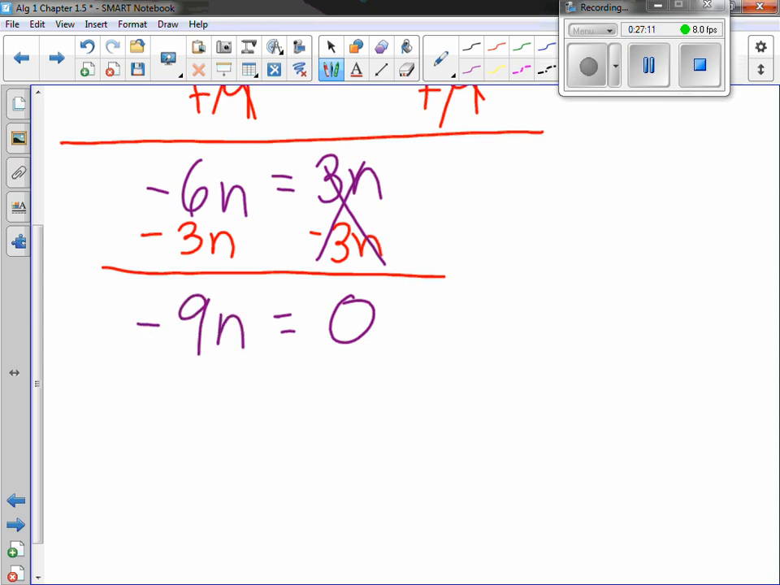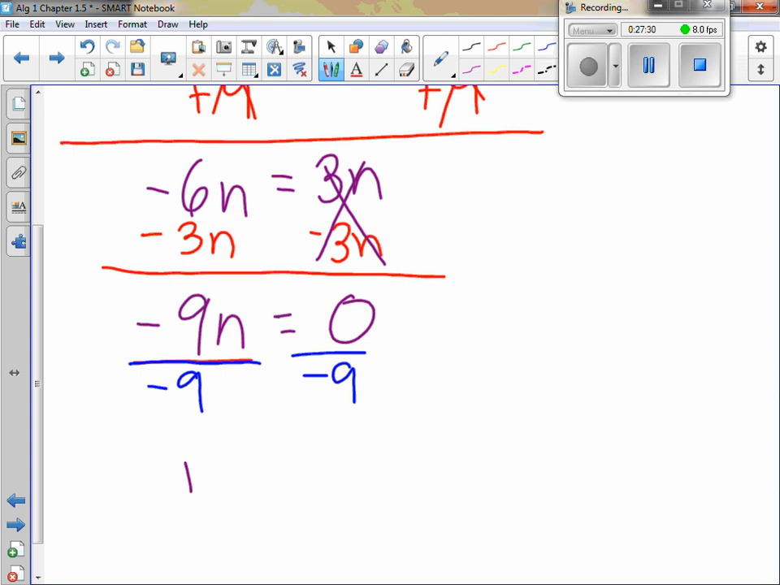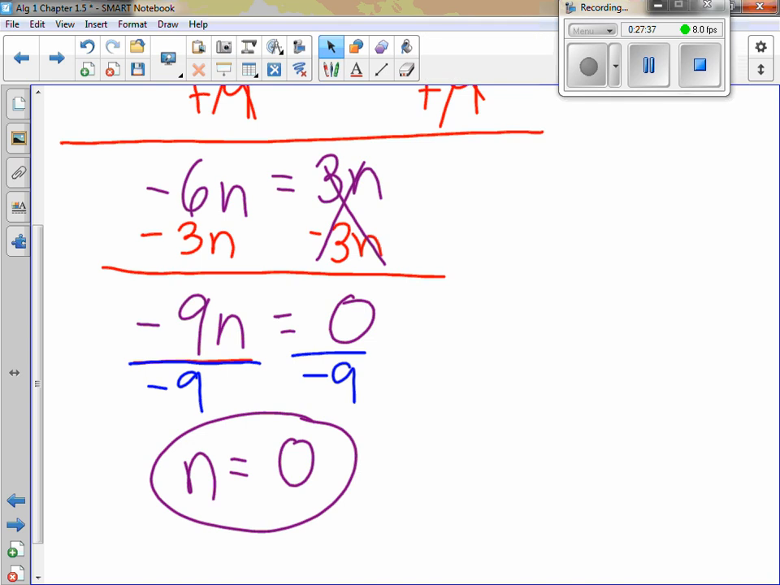Do we have all the variables on one side? Do we have all the numbers on the other side? Mm-hmm. So last but not least, what we can do is we can divide both sides by negative 9. Because negative 9n divided by negative 9 will simplify to n. And 0 divided by anything is just 0. And that's it. Questions on these here?